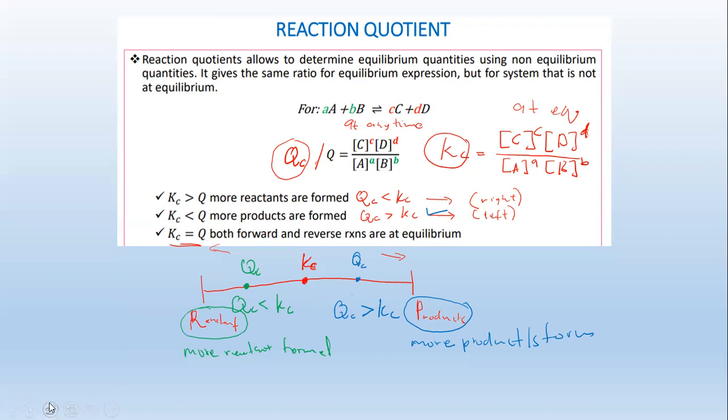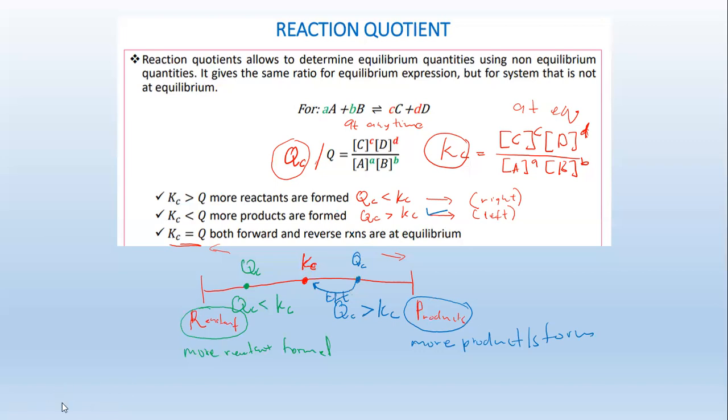Again, when Qc is greater than Kc, we have more products, but we want to reach equilibrium. So what is going to happen with this reaction? The reaction will counteract the higher side by favoring the left-hand side of the equation. Because Qc is on this side of the timeline, greater than Kc, the equilibrium position of the reaction will shift towards Kc, meaning it will shift to the left.